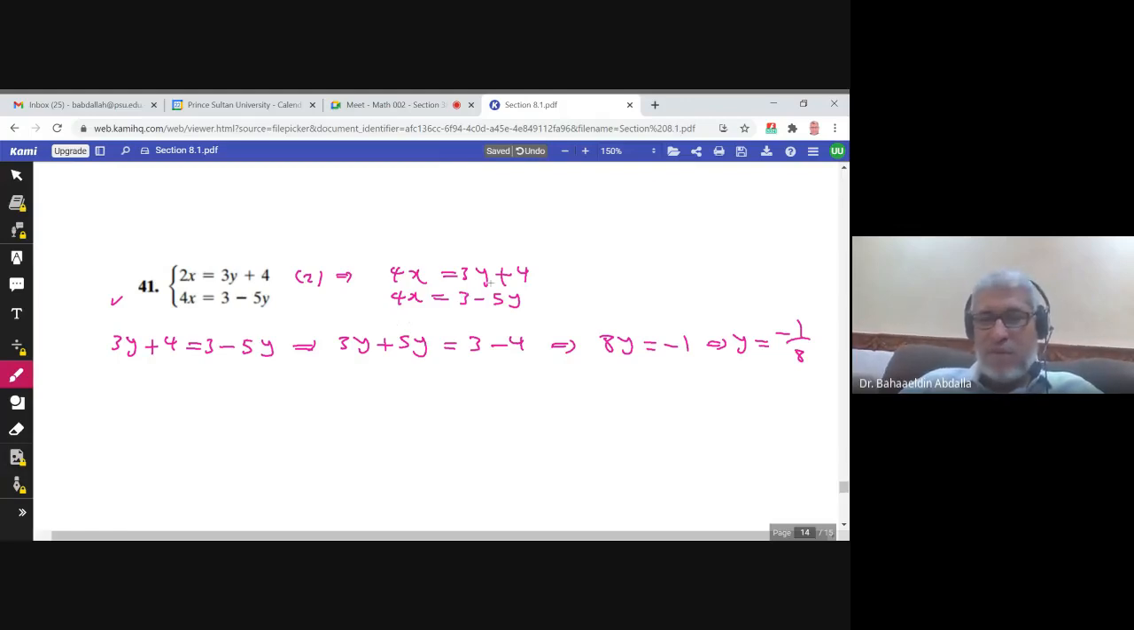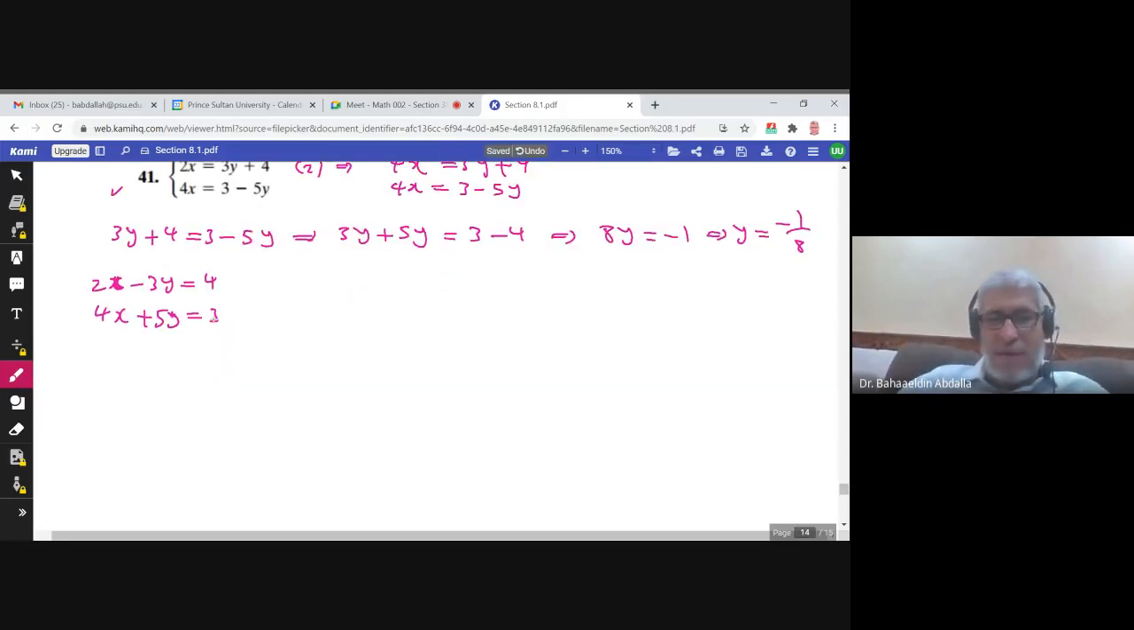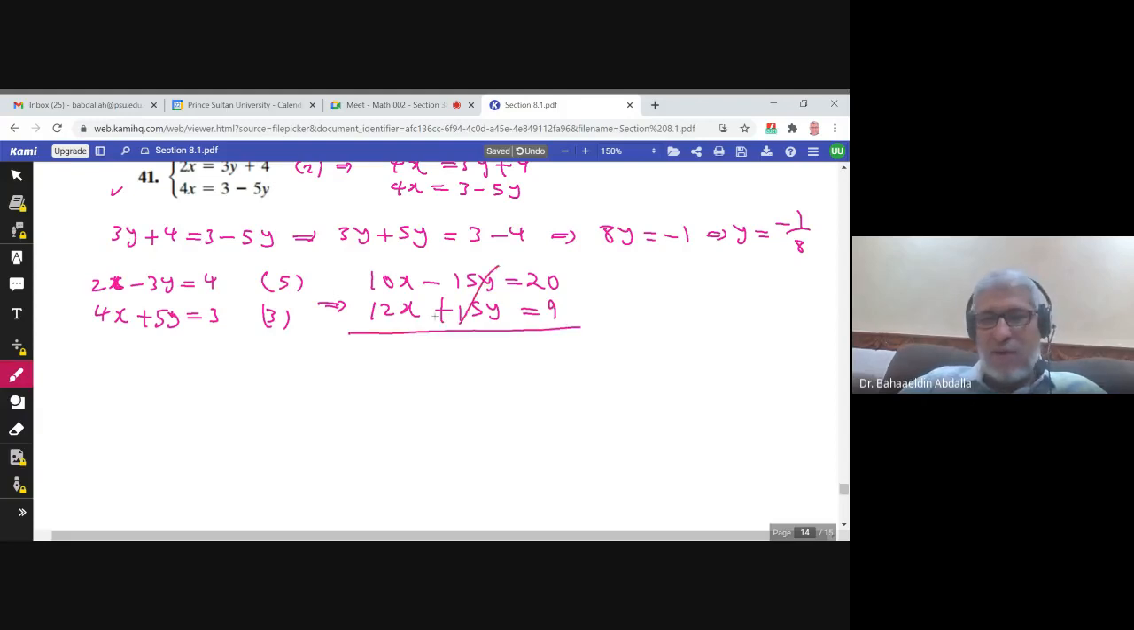Now you can replace y by negative 1 over 8 and find the value of x, or I can go back to the system and write it like this: 2x minus 3y equals 4, and 4x plus 5y equals 3. So I wrote it in the form ax plus by equals c. Now I will eliminate y. To eliminate y, I multiply the first equation by 5 and the second by 3. So I will have 10x minus 15y equals 20, and 12x plus 15y equals 9. If you add, y is eliminated, and I'll have 22x equals 29.